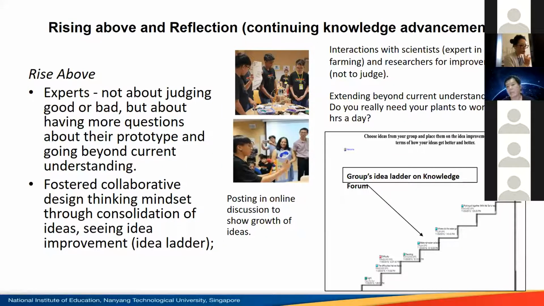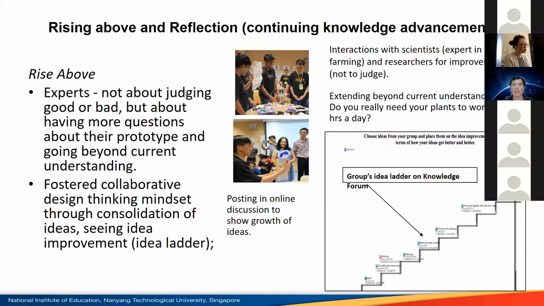So the scientists asked them questions like, do you really need your plants to work 24 hours a day? Like just now, the group that wanted to build a dome to protect the plants started to think about, oh, hey, if they want the prototype to work 24 hours a day, that will require a lot of energy.